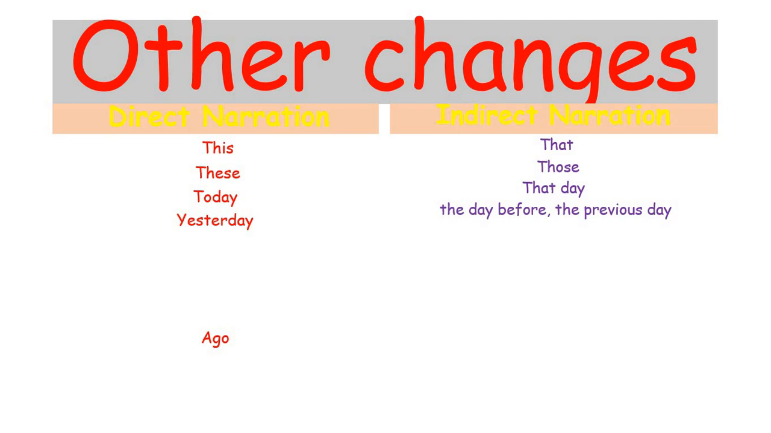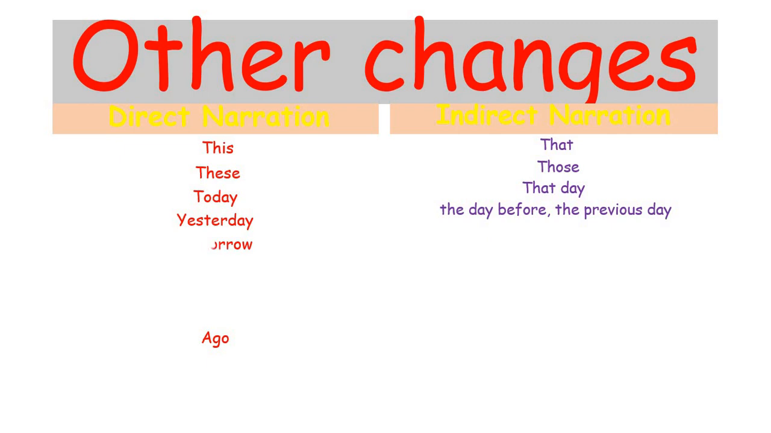When something is there in the direct narration, it converts into indirect narration in this manner. So the first word is this, it will convert into that when changed into indirect speech, and these will convert into those. Then today will convert into that day, then yesterday will convert into the day before or the previous day. You can use either of them.